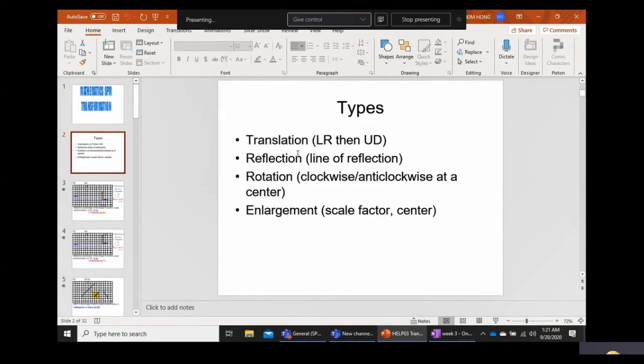Right, okay, translation, reflection, rotation, the direction, the center, enlargement, scale factor, and center.